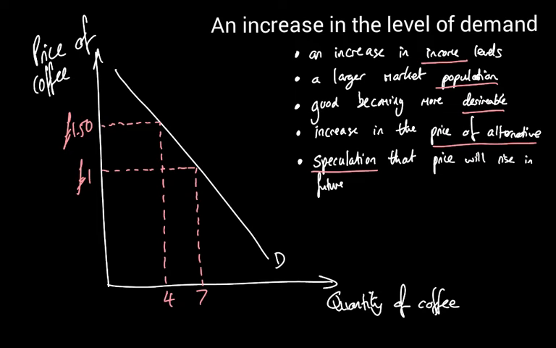So an increase in income levels. If the pupils in my class had more money, then more of them would presumably be able to buy the product. If I had more pupils in my class, the chances are that more of them would be willing and able to buy the cup of coffee.